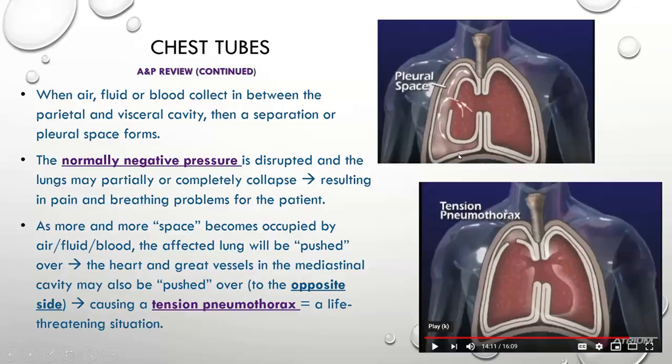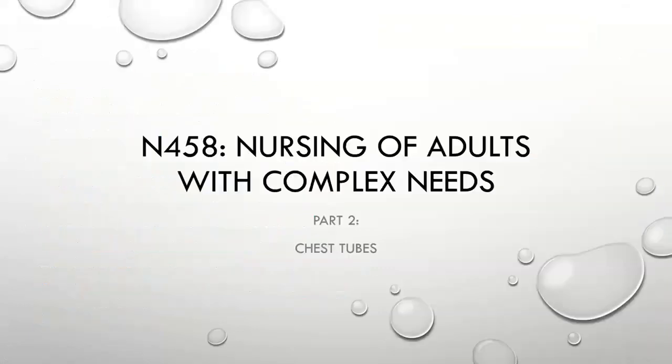And if you have a bunch of air or fluid in this pleural space, it's going to take up the space that the lung should occupy. And as more and more blood, it's usually air, collects, it's going to start pushing the right lung over to the left side. And because the mediastinum is smack dab in the middle, it's going to start pushing the heart and the great vessels over. And so this is a problem because it's going to create a critical, life-threatening situation, and that is known as a tension pneumothorax.